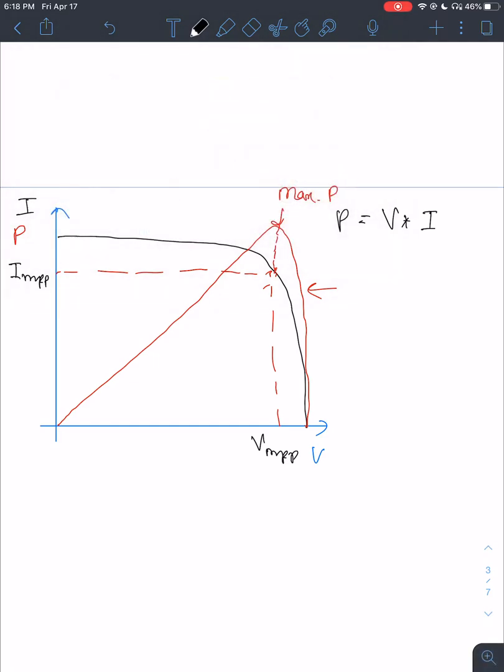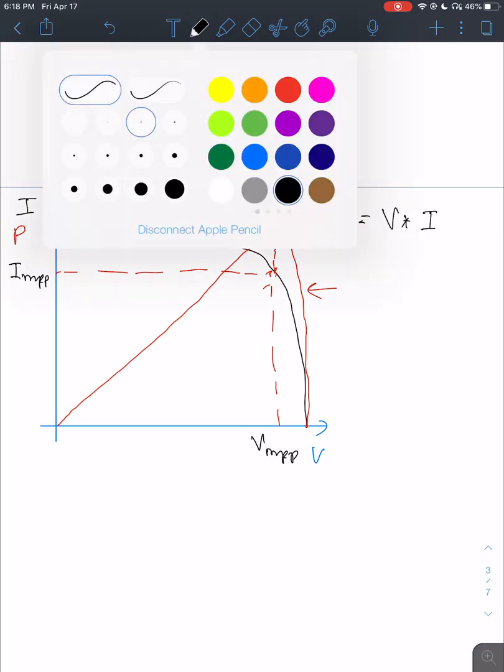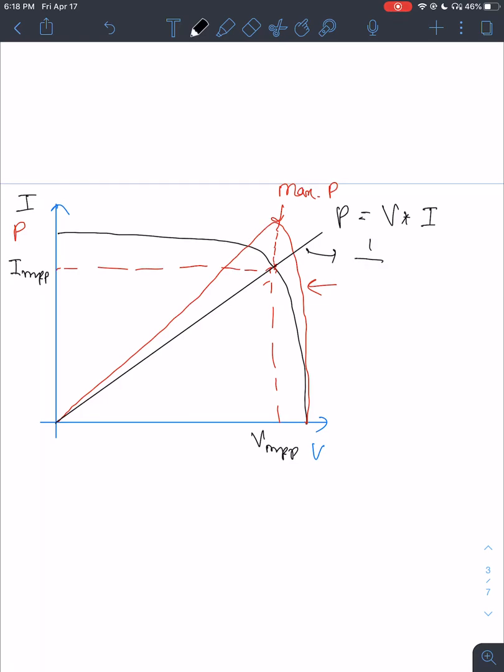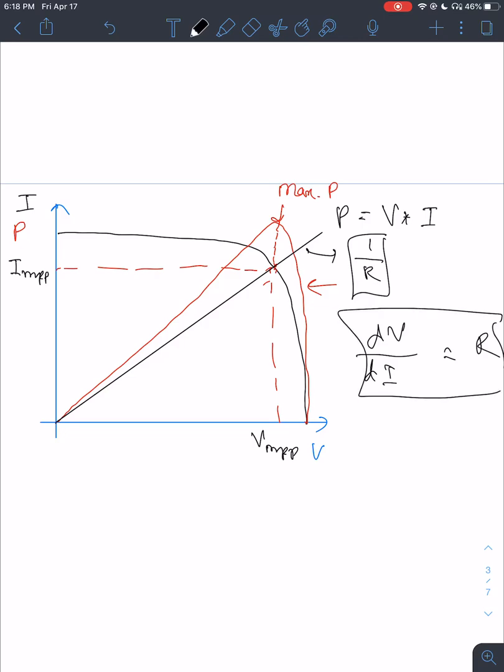So how do we handle this thing? How do we get to a point which has the maximum power? If we plot a straight line from the origin to this point, the slope of this line gives us the inverse of resistance. Well, if you have a working knowledge of electrical, then you know that dV upon dI is basically resistance, right? So it's just that thing.